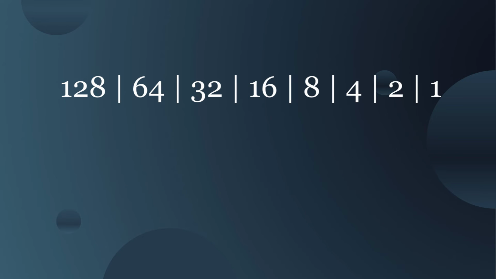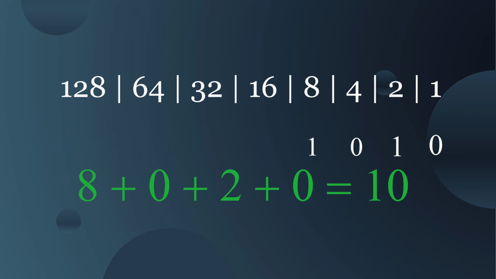Or to count to 10, we would do this. Find the closest number to 10. 8 plus 4 is more than 10, so it's a 0. 8 plus 2 is 10, so we put a 1. And then the last number stays as 0, because 8 plus 0 plus 2 plus 0 gives us 10.